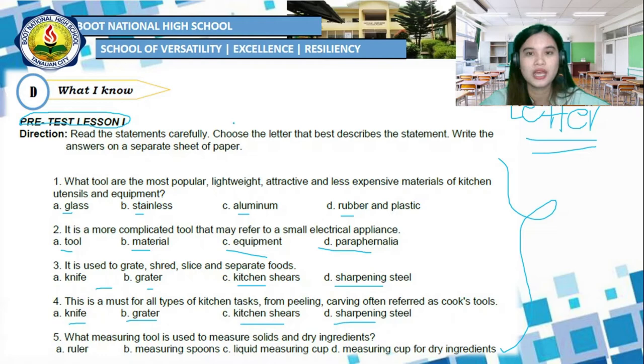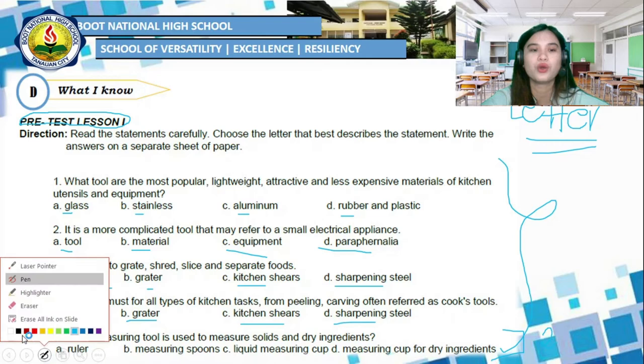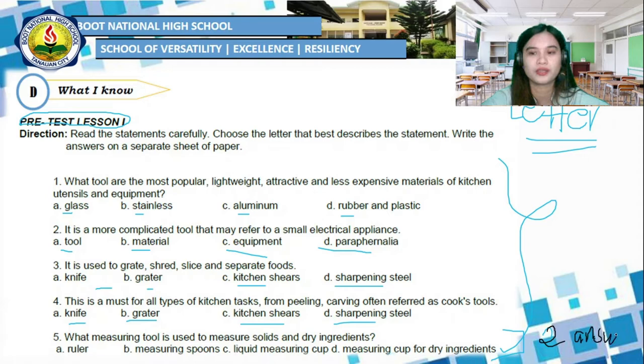Okay, now class, question number 5 can have at least 2 answers, so you can write either of the 2 letters. That is only for number 5. Okay, good job for that. Now, let's go on with the next one.